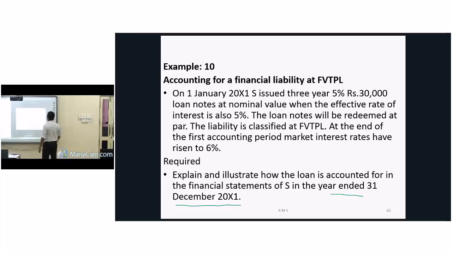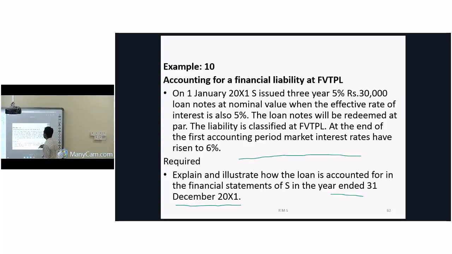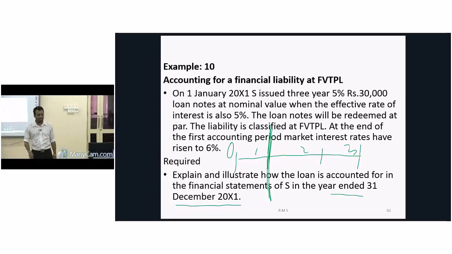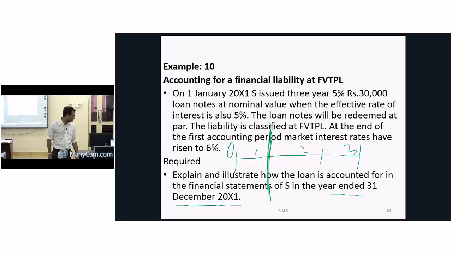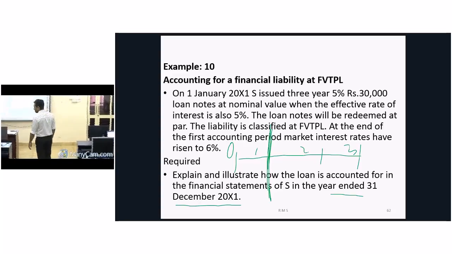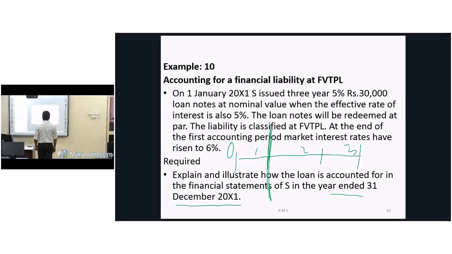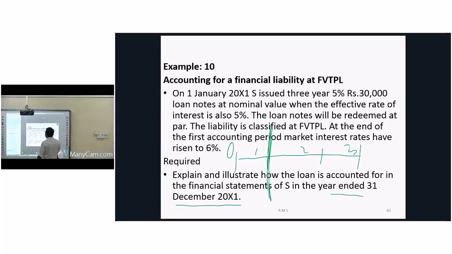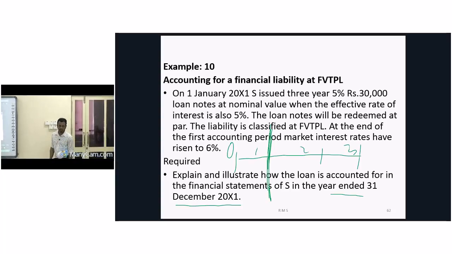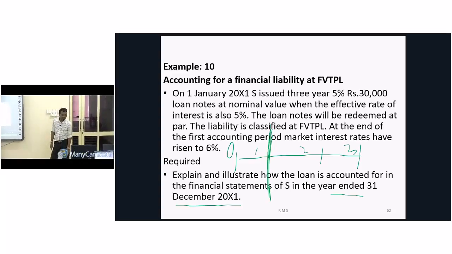You draw a line now. How many years is this? 3 years. Third one, second, first, this is zero. Now assume we are here at the end of year one. What is the fair value of this financial liability? What is the liability? Thousand. How do you calculate it?